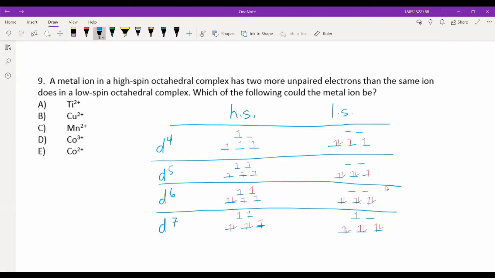Okay, for this problem, we're looking at which metal ion in a high-spin octahedral complex has 2 more unpaired electrons than in a low-spin octahedral complex. Okay, so here's a little concept and a little rule that can help. So high spin, low spin only matters for octahedral if it's between 4 and 7 d electrons.